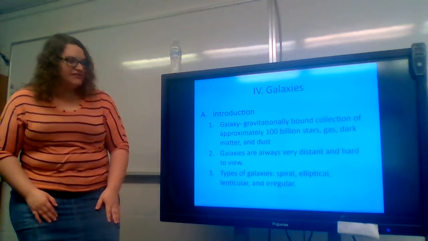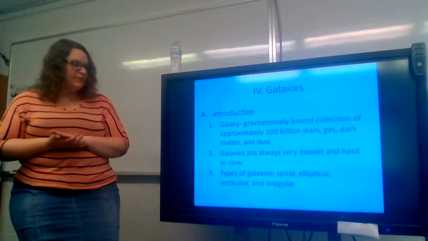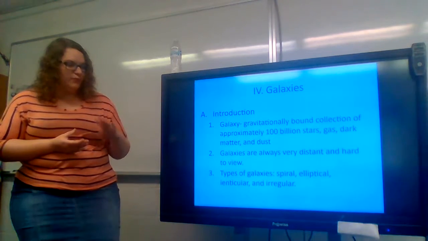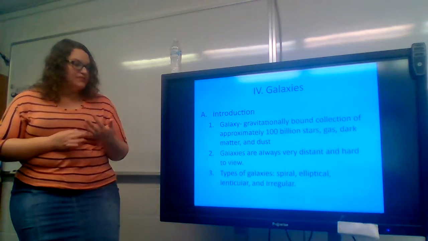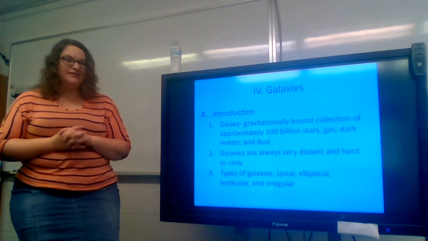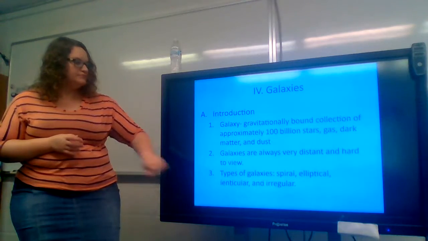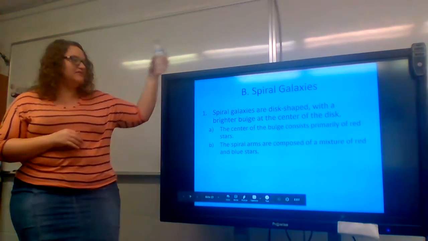Galaxies are always very distant and hard to view. And there are 4 types of galaxies. We're going to break those down and learn about each one of them. There are spiral, elliptical, lenticular, and irregular. So spiral galaxies first.